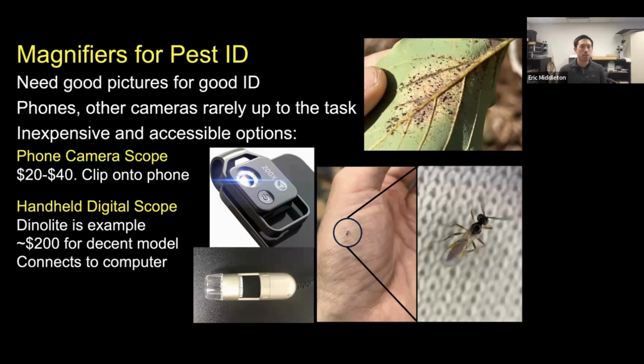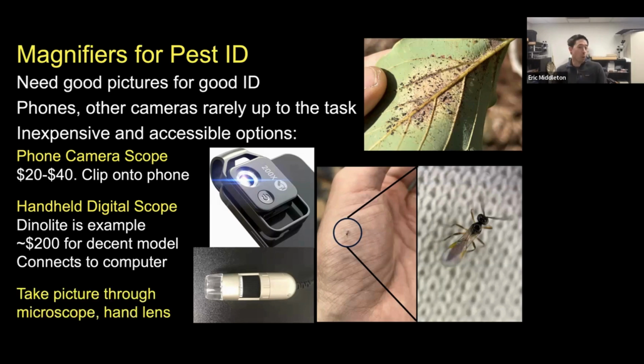You have to connect it to a computer, but here you can get very high quality images, videos, and you can get a lot closer. So if you're more serious about pest ID and you have the money and space for it, something like this can be quite useful, and it's pretty small and portable. You can also, if you have a microscope, take a picture through that. You can also hold a hand lens up to your phone camera and try to take pictures with that. Both of these are a little bit tricky, but they are additional options.